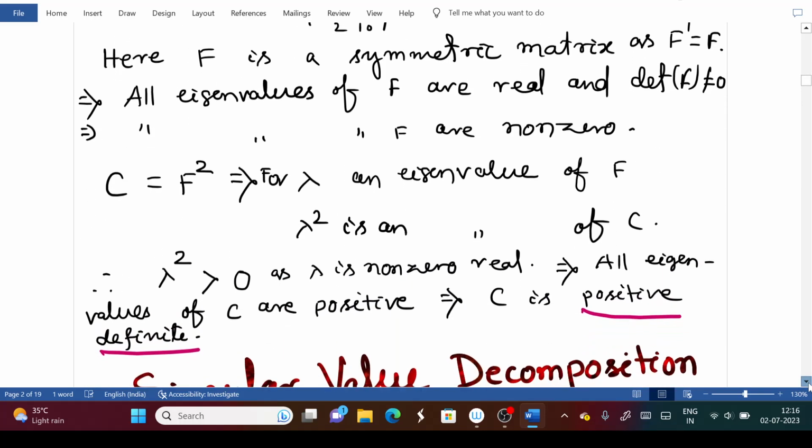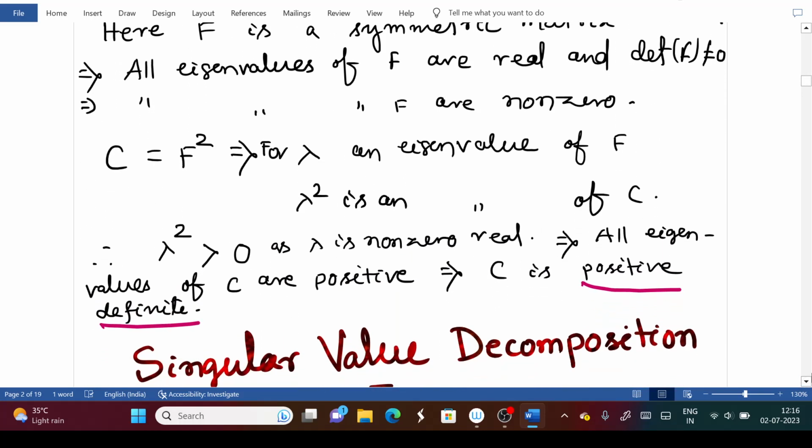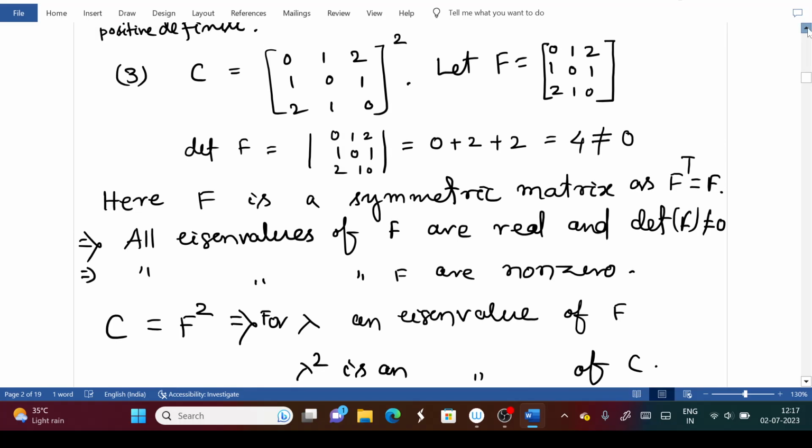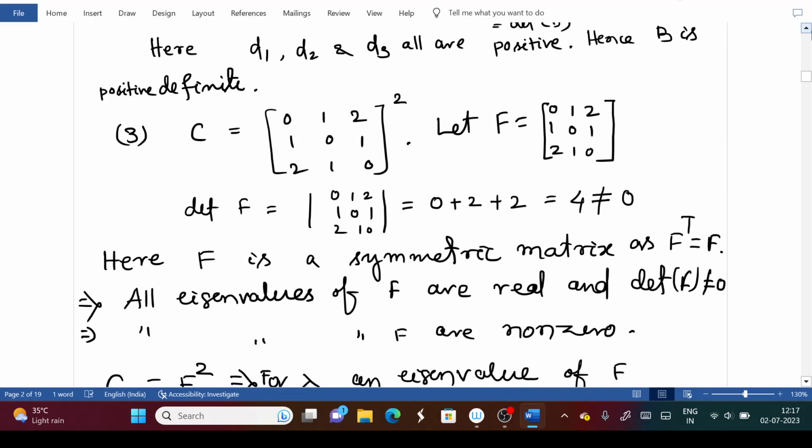In this way we can do it. Here we are discussing it logically. Suppose we just go for simple algebra, then we have to multiply F with itself. We will get a matrix, find its D1, D2, D3, and then we will decide, and finally the decision will be that C is a positive definite matrix. But if we go through logic, it gives a better idea about the subject.